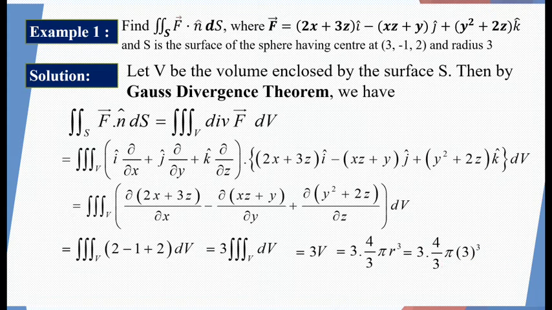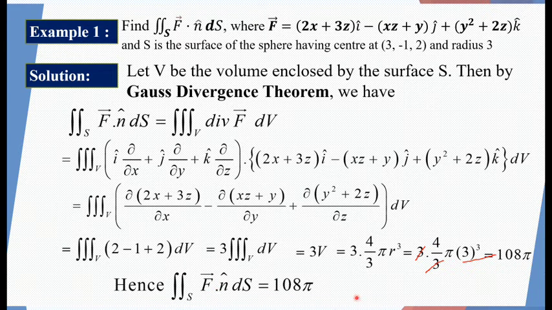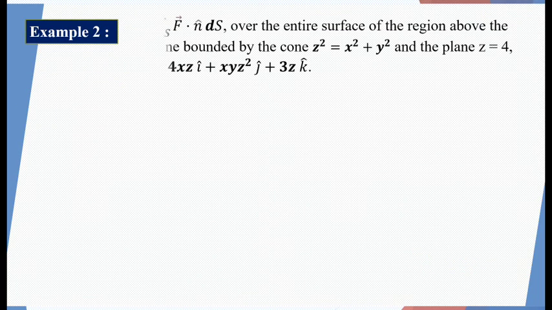So here this 3 is cancelled out, and here 3 cube is 27, and 27 times 4 is 108. So the value of it is 108 pi. It means double integral S vector f dot n cap ds is equal to 108 pi, which is the required solution for the given problem.